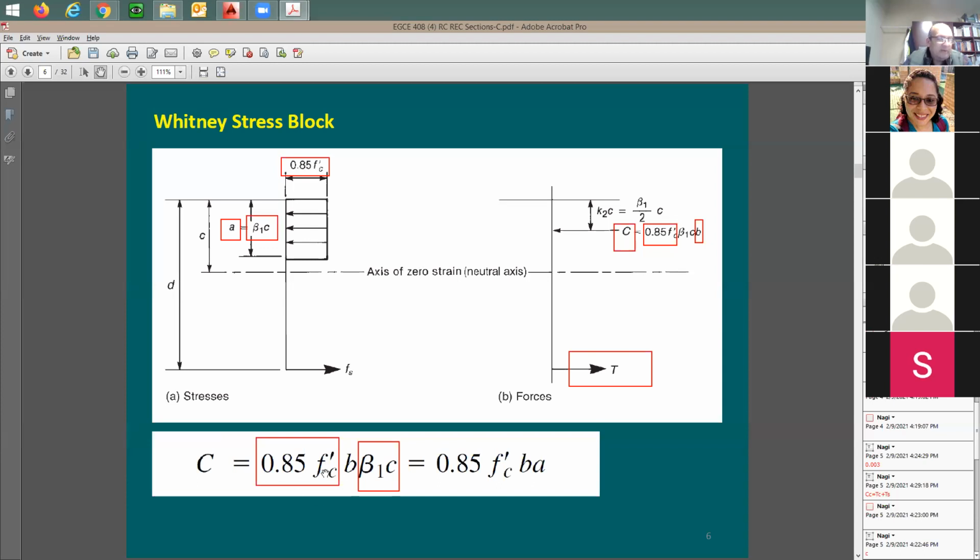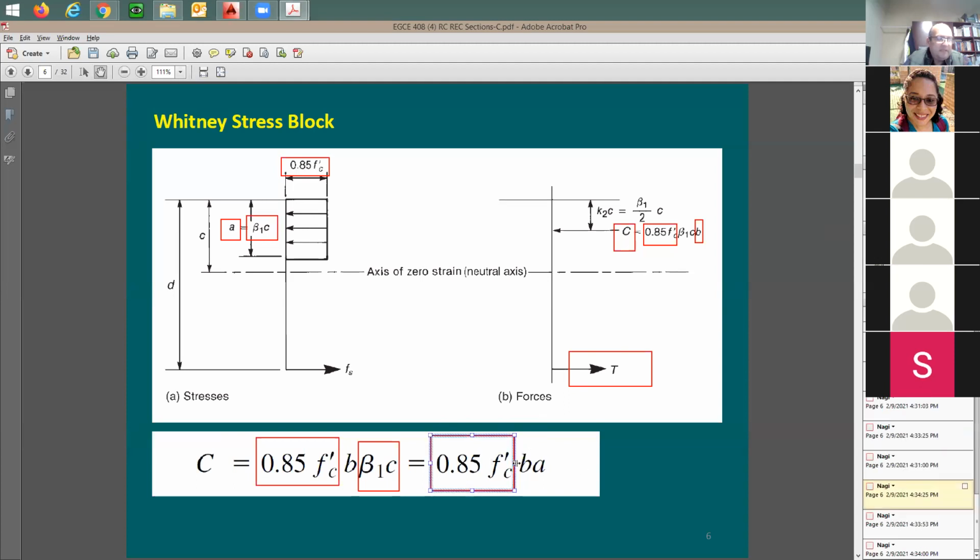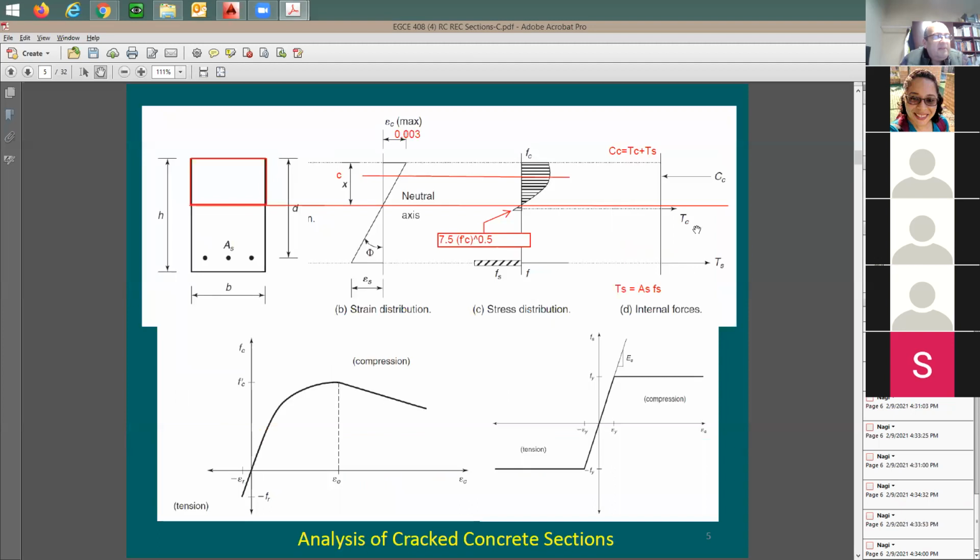What is this again equal to? It's gonna be equal to 0.85 f'c times b times a, so you can see times b times beta one c, or b times a. I'd prefer this simple form. Here's the compression force. How about equilibrium of the beam? Can you say that C is gonna be equal to T now? Okay, so yes, C is gonna be equal to T. Do I need to add this term T sub c?